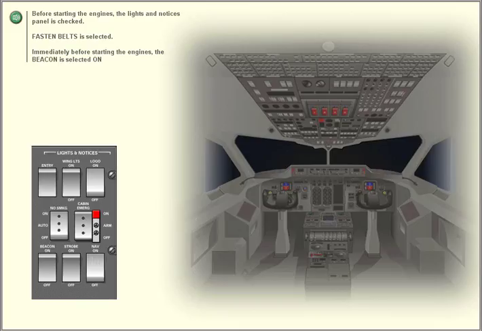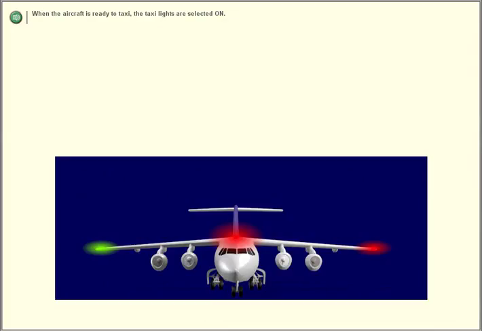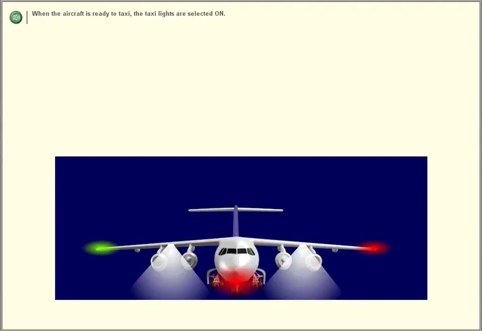Fasten belts is selected. Immediately before starting the engines, the beacon is selected on. When the aircraft is ready to taxi, the taxi lights are selected on. When the aircraft enters the runway, the strobe lights are selected on. Landing lights are selected if required.